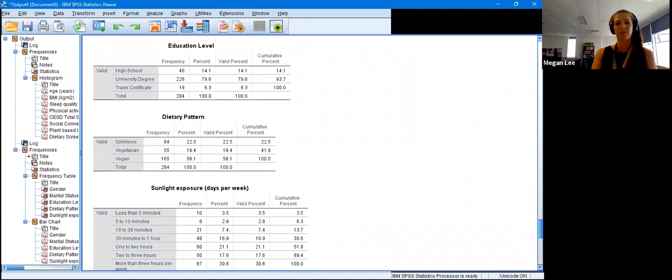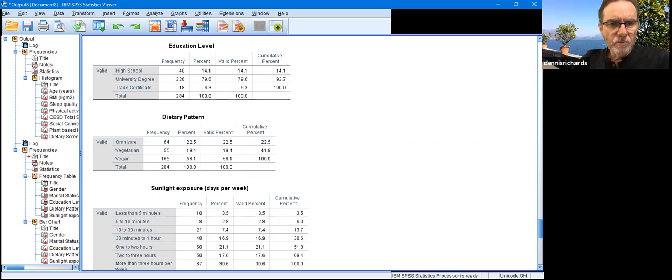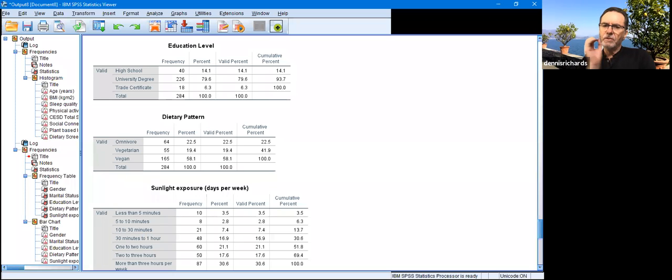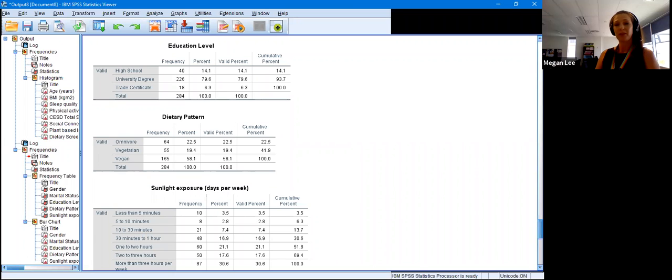What about education level? What have we got? High school, university, and trade. You have a highly educated group. That's a limitation. We're not really accessing information about people of a lower socioeconomic status at all. So we're only really finding out about females who are educated. Why is that happening, Megan? Why did that happen?